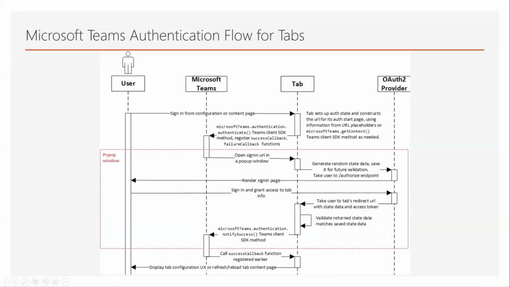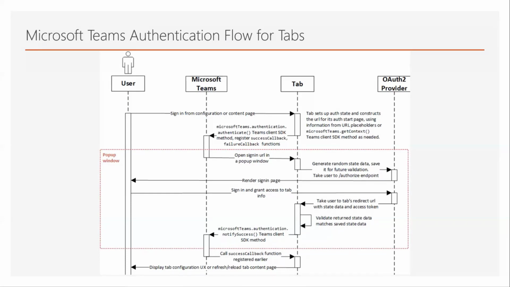And also it's important to know how we implement that authentication flow in Microsoft Teams. As you can see here in this diagram, first the user interacts with the content on the tab configuration or content page. The tab constructs the URL for its OAuth start page, and then the tab calls the Microsoft Teams authenticate method, which is in the Microsoft Teams SDK, to register the success callback and failure callback functions. Then Teams opens the start page in an iframe in a pop-up window.